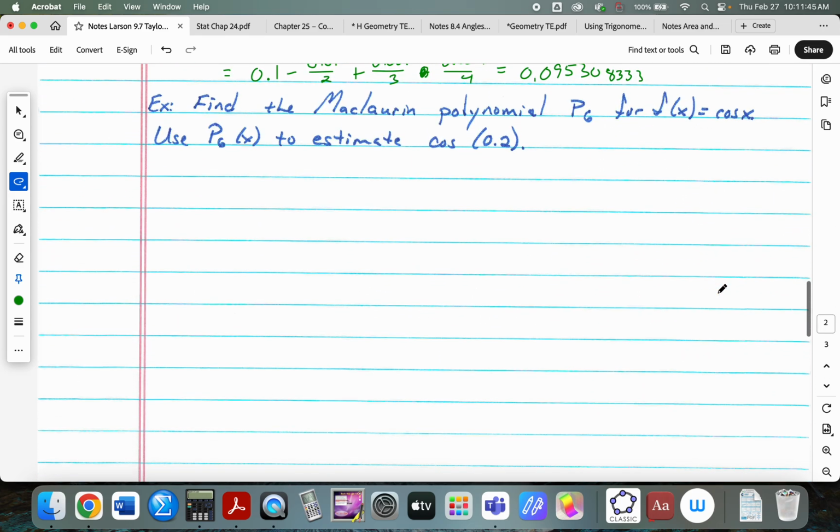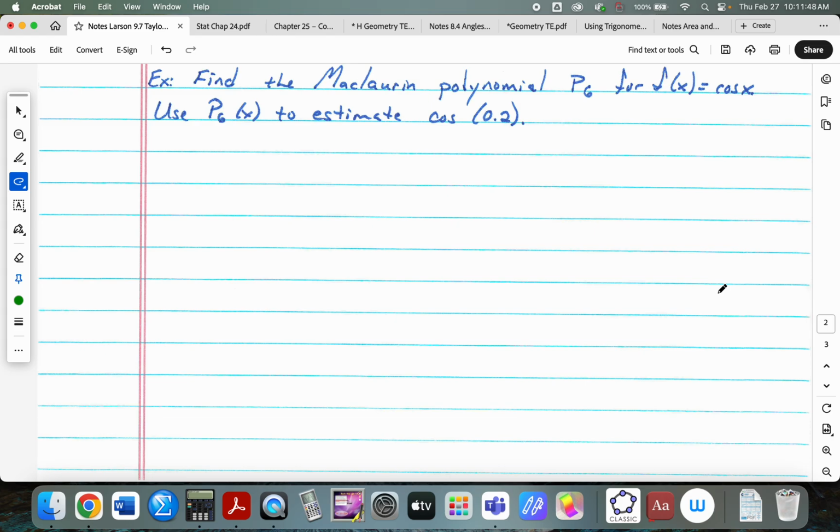All right, let's find the Maclaurin polynomial P sub 6 for f of x is equal to cosine of x, and then use it to estimate cosine of 0.2. All right, so f of x is cosine of x. It's a Maclaurin polynomial, so we want what is f at 0. Cosine at 0 is 1. The first derivative is going to be negative sine of x. The first derivative at 0 is going to be 0. So on this one, the second term is going to drop out.